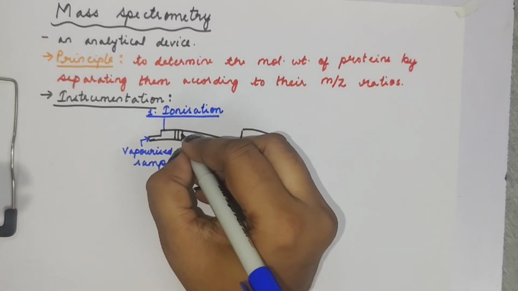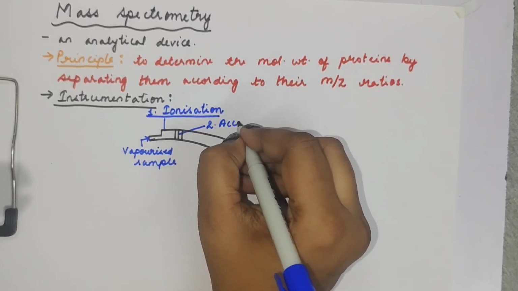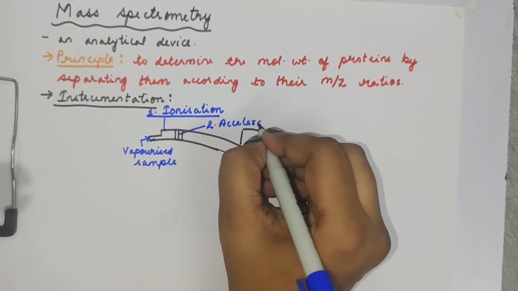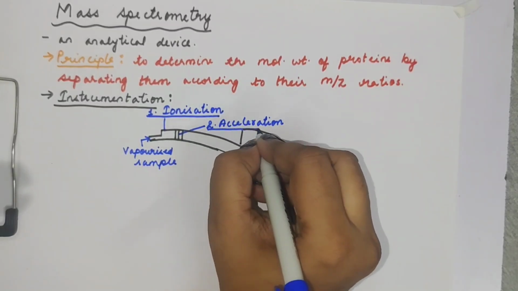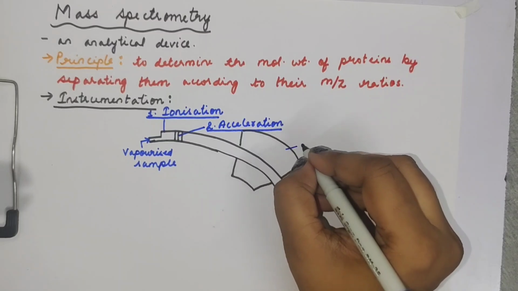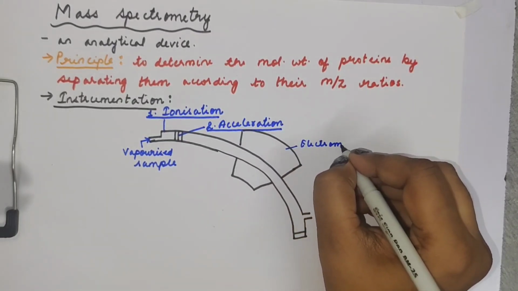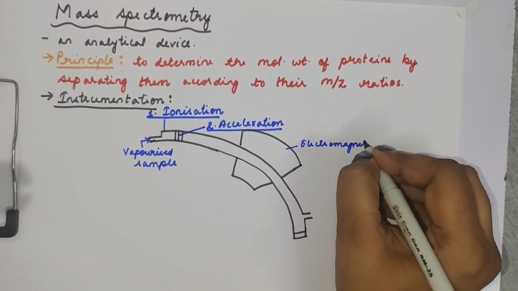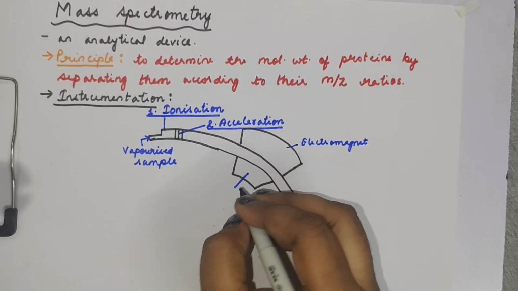So, after the sample is inserted into this instrument, the first step is the ionization of the sample. Ionization means to generate ions, because then only we will have the m by z ratio. This ionization process is also discussed later in this video.